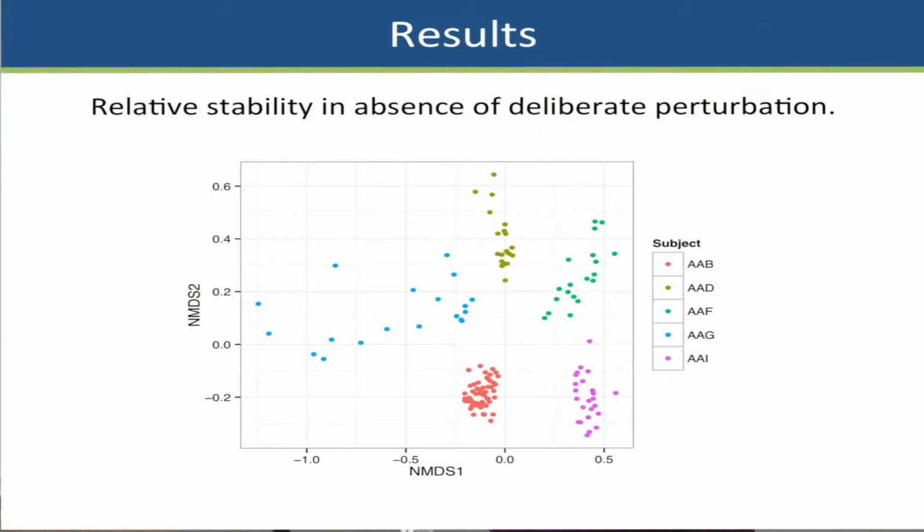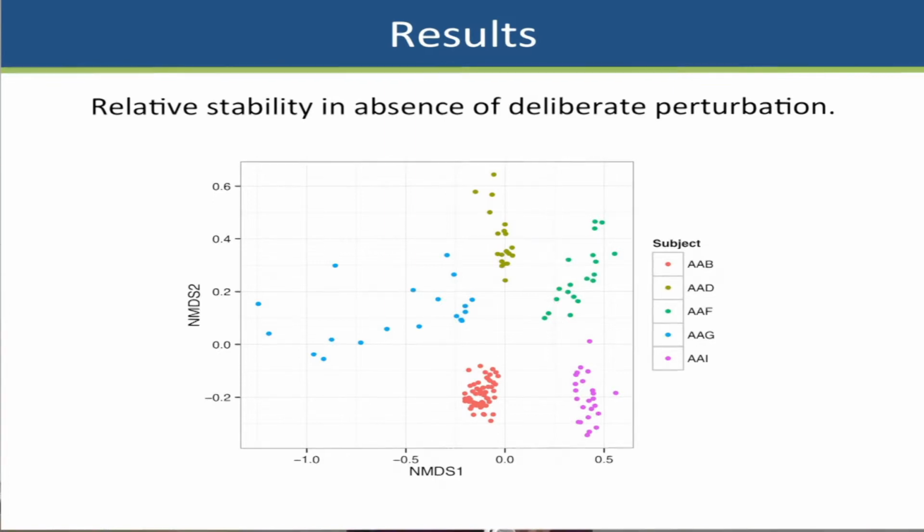And what you can see here is that the samples, which are colored by participant, cluster by participant, so each person has a kind of distinctive, unique composition of their microbiota, but there isn't a lot of change over time. So each person stays pretty similar, and their dots are clustered together. So you do start to see stability over time.